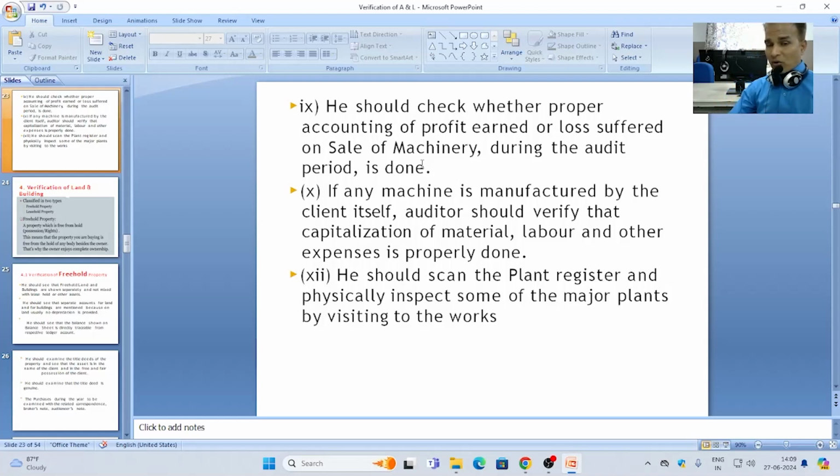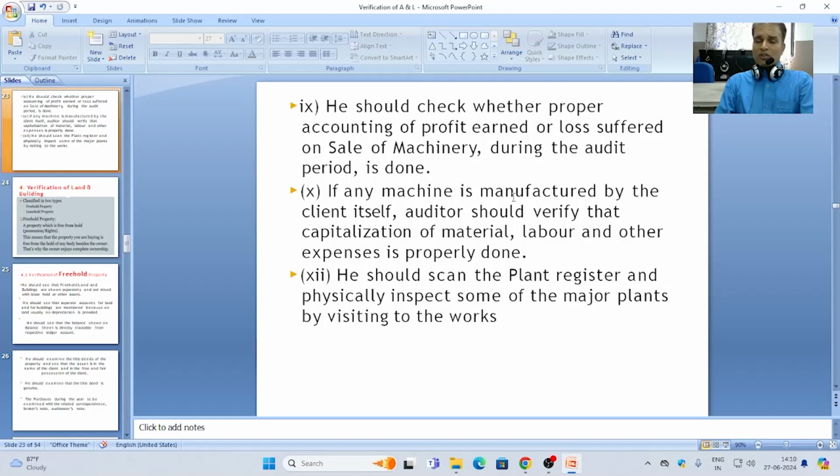The auditor should also check whether proper accounting of profit earned and loss suffered on the sale of any part of machinery has been done. If a machine is manufactured by the client itself, the auditor should verify that capitalization of material, labor and other expenses is properly done in the accounting process.